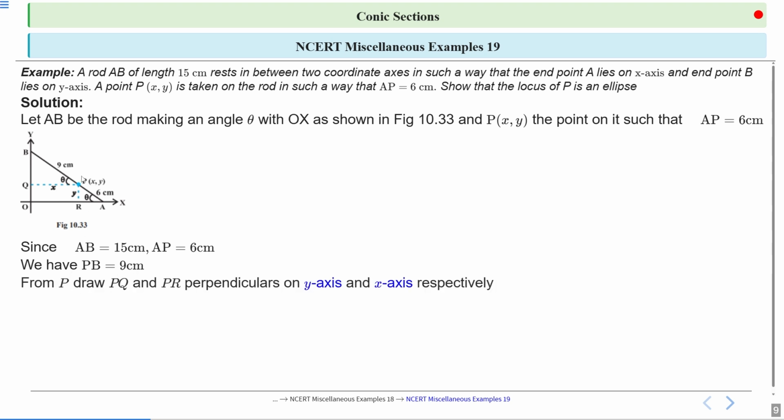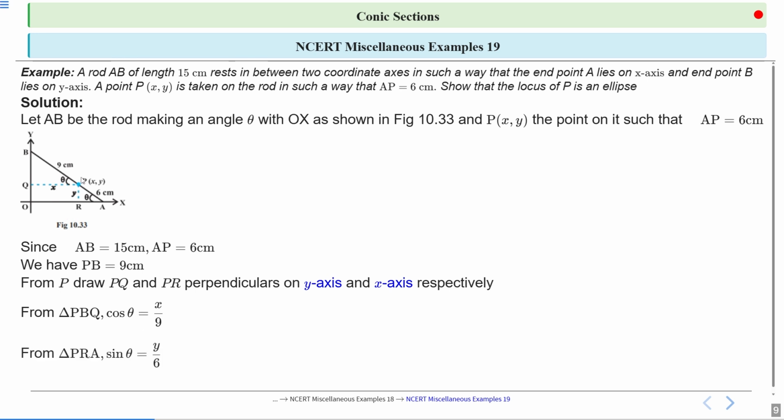From point P, we will draw perpendiculars PQ and PR on the y-axis and x-axis respectively. Now from triangle PBQ, cos theta is equal to x upon 9. Why? Because we know cos theta is equal to base upon hypotenuse. So in triangle PBQ, base is x and hypotenuse is 9 centimeter. So cos theta is equal to x upon 9.